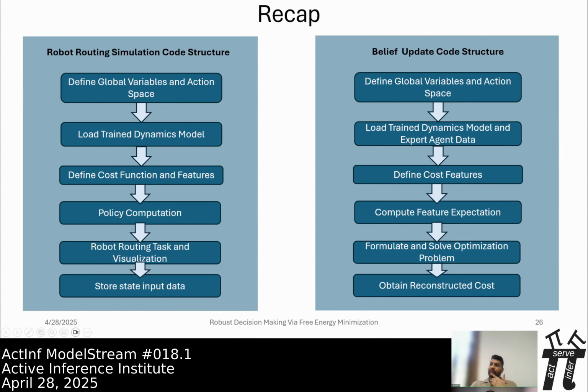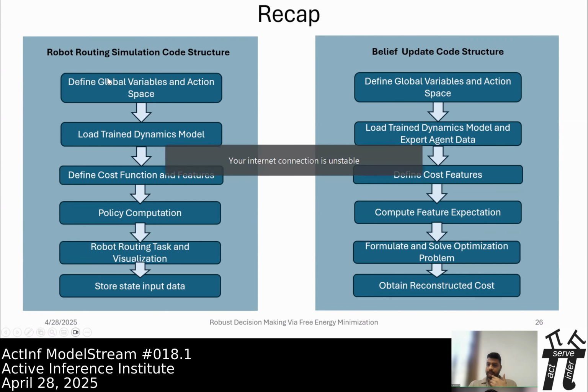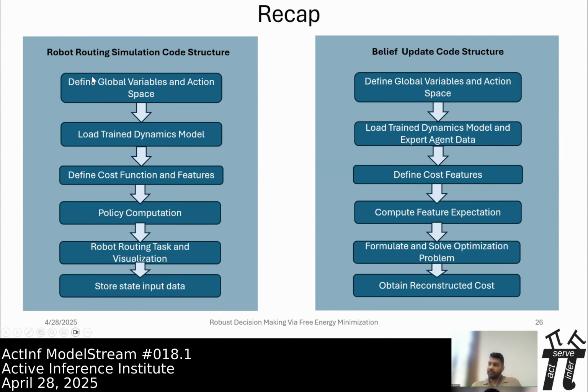While in the belief update code structure, we also define the global variables. We define the cost features.